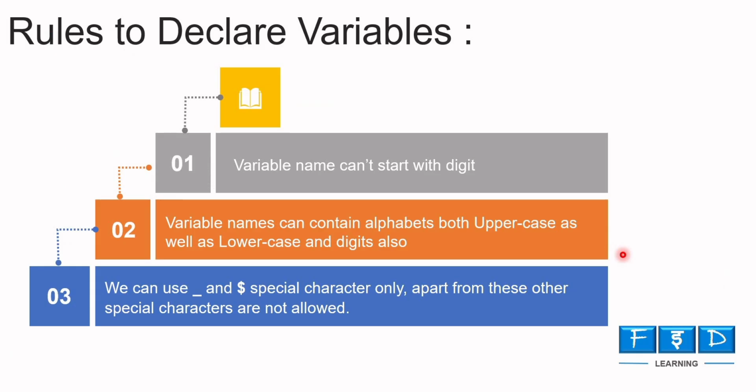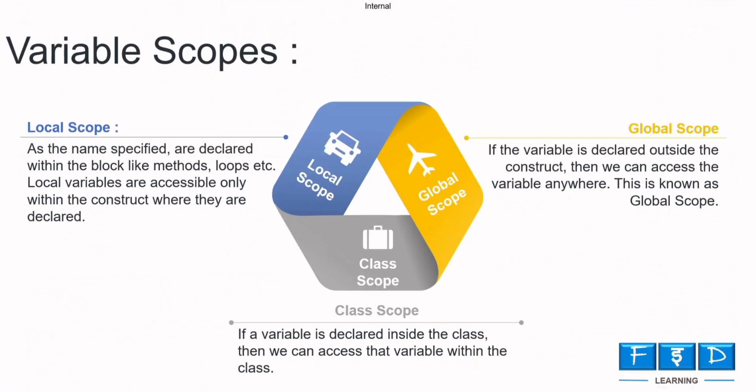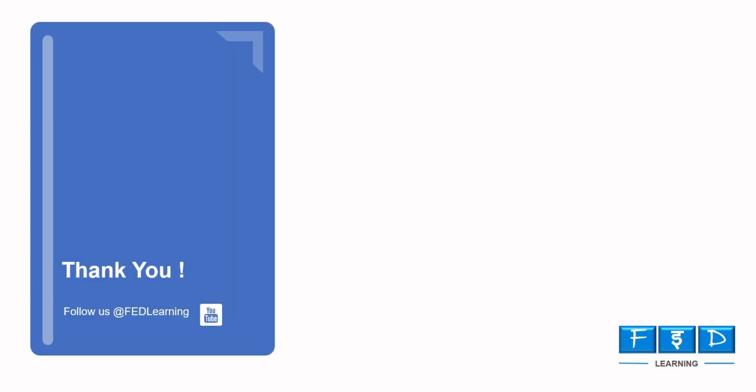So we have seen the rules to declare variables, keywords, ways to declare variables, and variable scopes under the variable declarations. Okay, so that's it for this video, and in the next video we will learn what are the basic data types available in TypeScript.